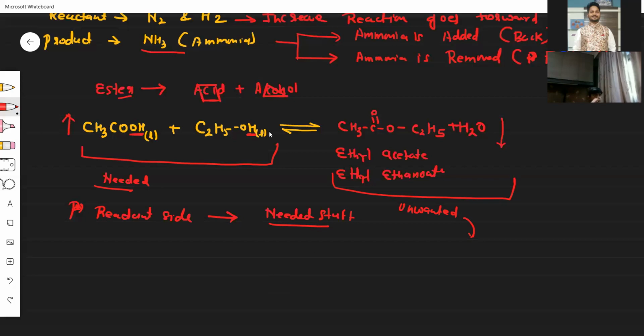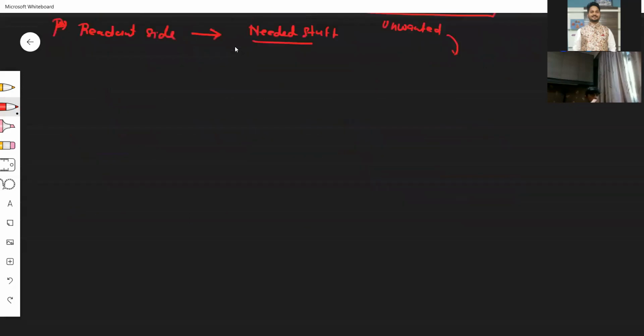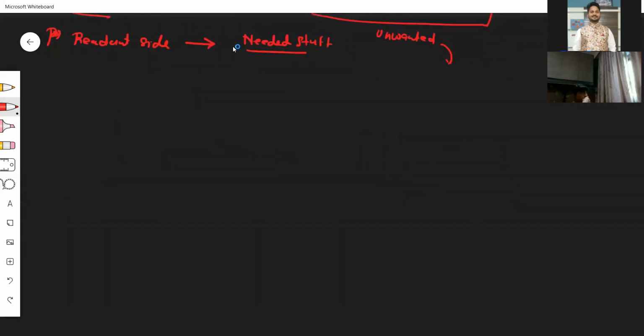Now we'll talk about the temperature. That's very important. How does temperature play a very important role here? What is enthalpy? Can you define enthalpy? Change in the heat content. Enthalpy is the heat content of the system.